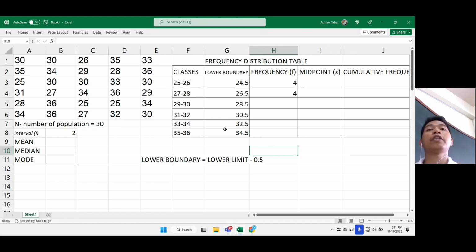Sir, is the class already given? Yes, the class is already given. And all you just need to do is put the frequency, how many times it occurs in the distribution.